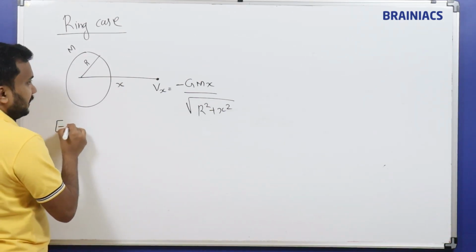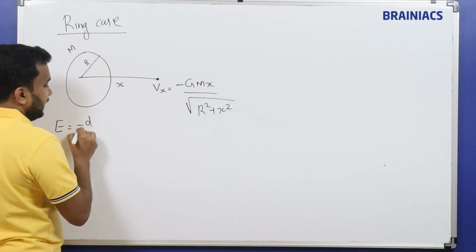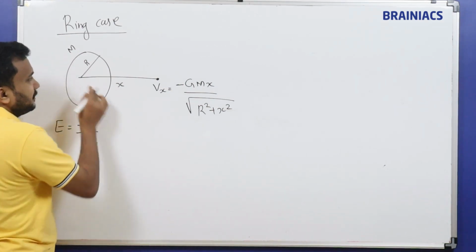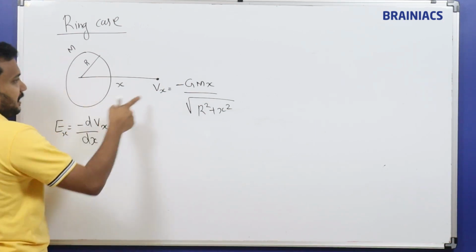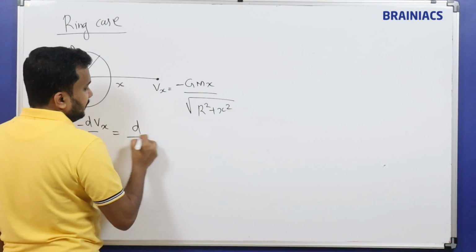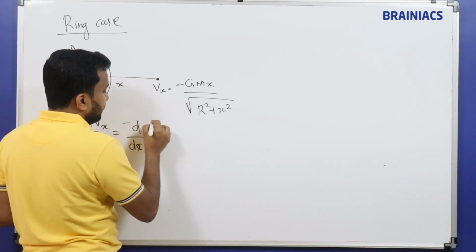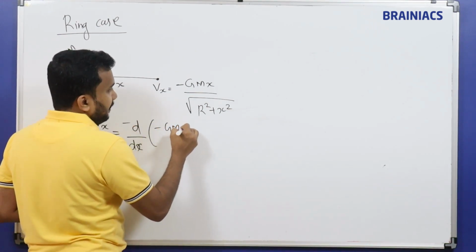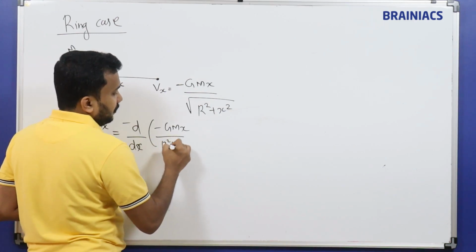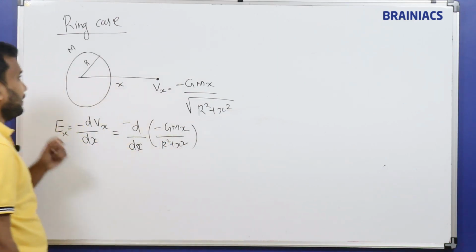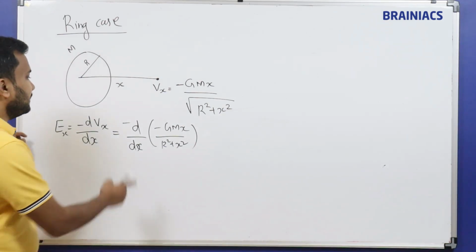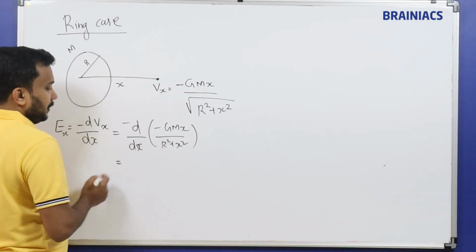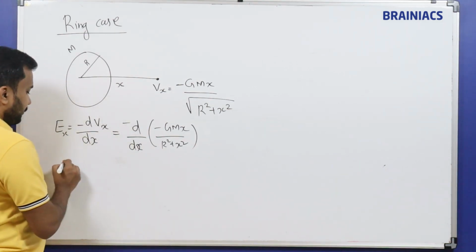We know E is equal to minus d by dx, x meaning the x direction, so Ex equals minus dVx by dx. We are differentiating. This minus with this minus becomes plus. So we will simply write d by dx of minus GMx divided by root of r square plus x square. For a ring case, we are going to find out the gravitational field intensity. So Vx is given, this minus and minus become plus as I told before.